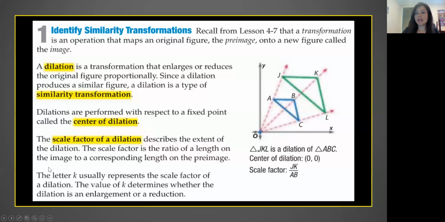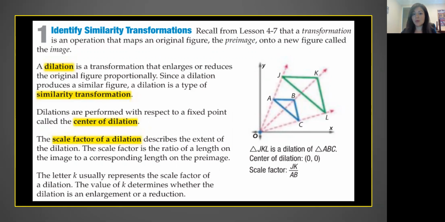The thing you need to know is the different types of similarity transformations. There's a dilation. It's a transformation that enlarges or reduces the original figure proportionally. Since a dilation produces a similar figure, a dilation is a type of similarity transformation. Basically you're going from a small figure to a larger figure or a larger figure to a smaller figure. Dilations are performed with respect to a fixed point called the center of dilation, and the scale factor of a dilation describes the extent of the dilation.